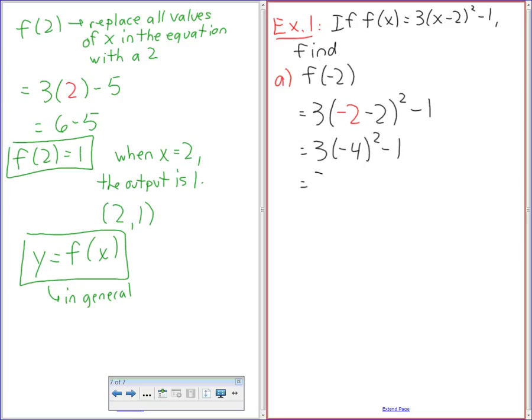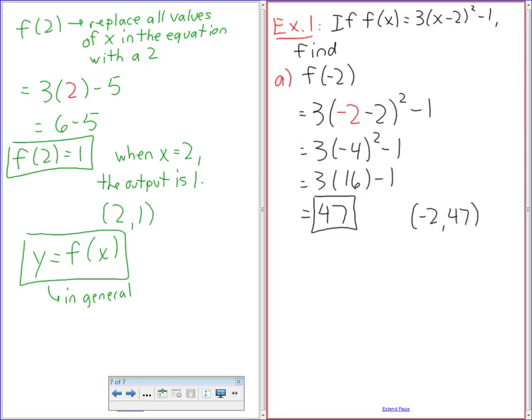Negative 4 squared is 16, which gives 47. Is that right? Somebody confirm that for me. If I were plotting this as a point on the graph, that would be negative 2, 47. That's what the point would be, right? X is negative 2, y is 47. Are we somewhat okay with what just happened there? I hope so, because it's just substituting numbers.